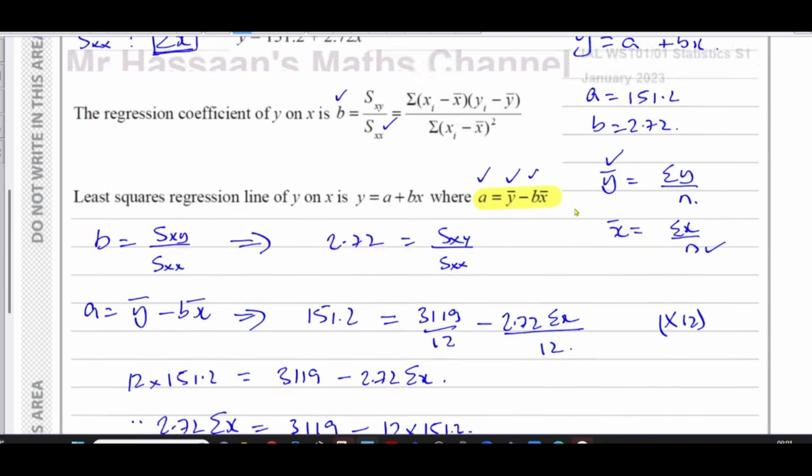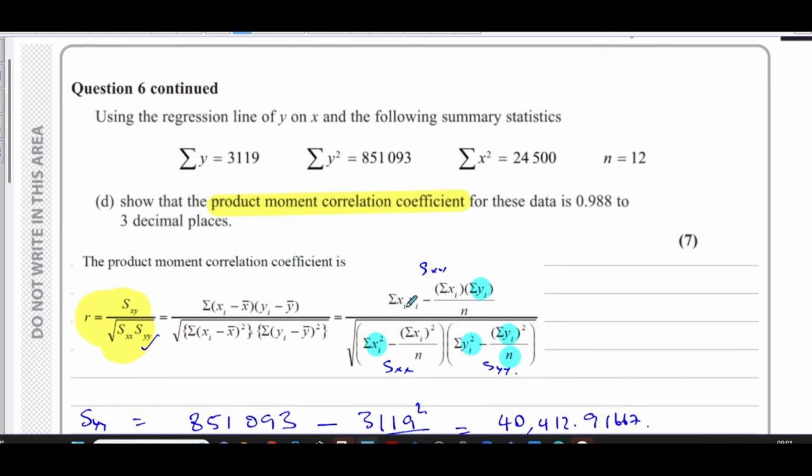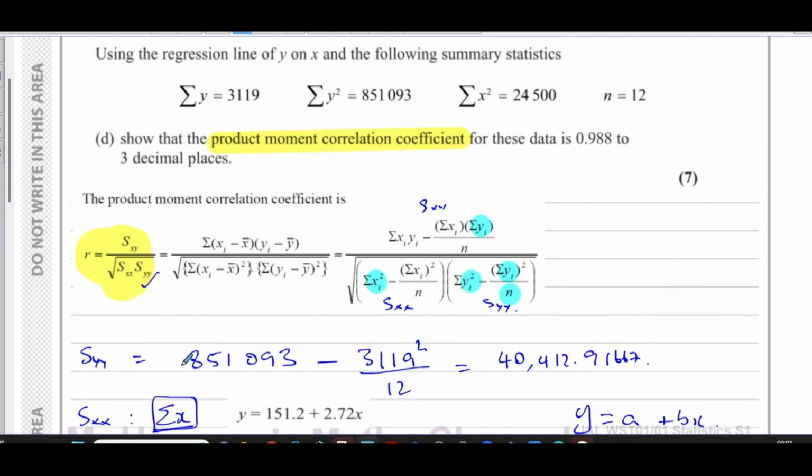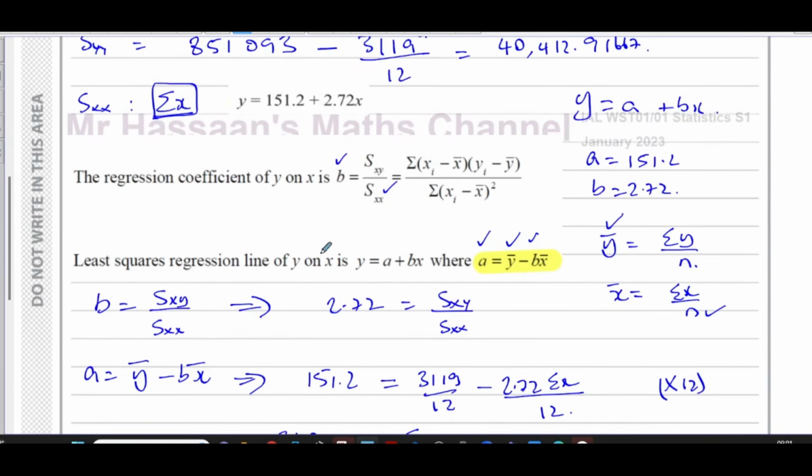That's part D. Now that was a bit of an involved question actually. They're not normally this involved. I guess it's the last question of the paper. But you couldn't just use the summary data, and the clue for that was use a regression line on y and x and the following summary statistics. So the summary statistics only took us so far, only really helped us to find Syy. And to find Sxx and Sxy, we had to use the regression line, and we had to understand where the a and the b come from and how to deal with it.